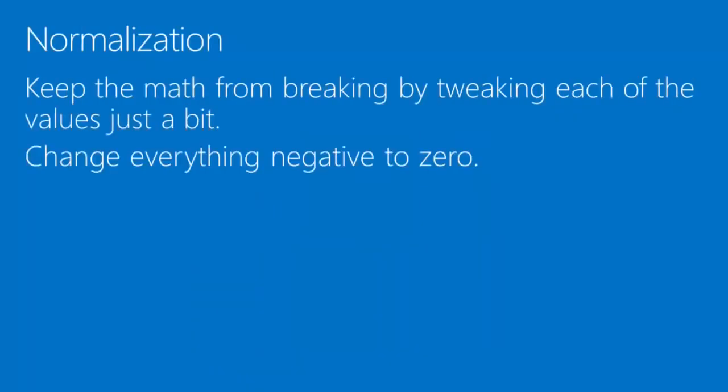Now, that's our second trick. Third trick, normalization. This is just a step to keep the math from blowing up and keep it from going to 0. All you do here is, everywhere in your image that there is a negative value, change it to 0.